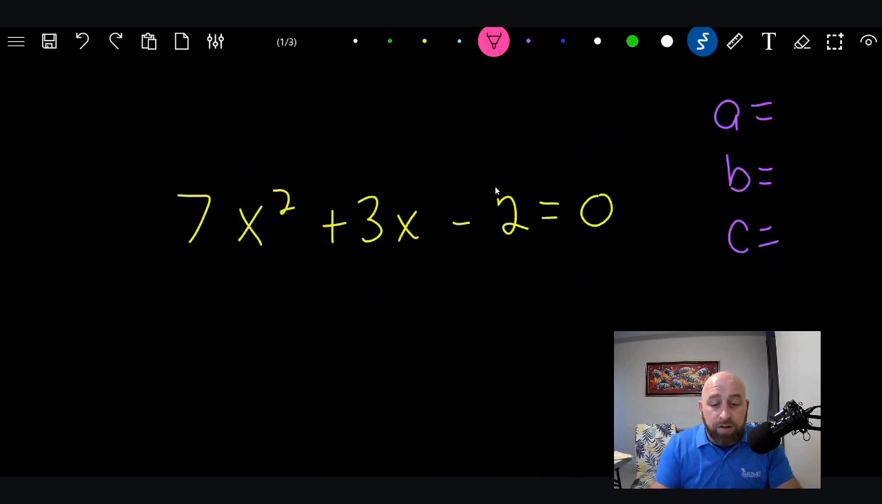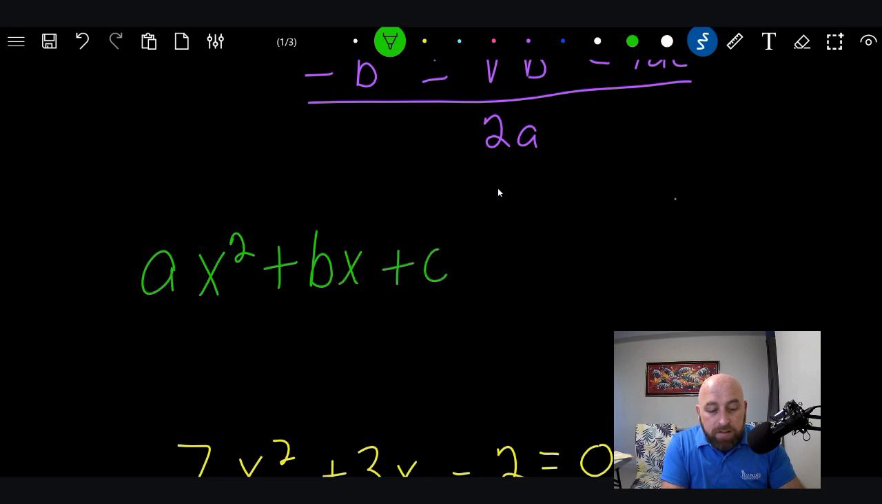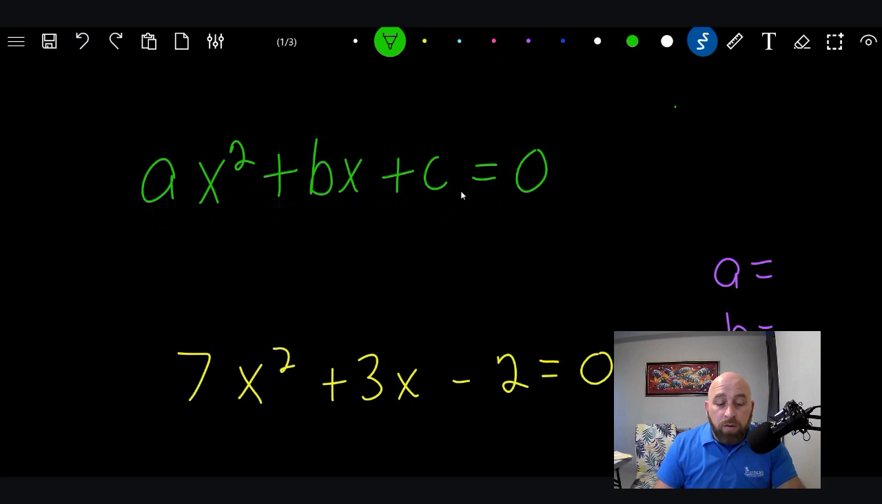All right, so here's a quadratic. Let's go ahead and mark down what is the A, what is the B, and what is the C. Well, remember standard form. Let's just write down standard form: AX squared plus BX plus C equals 0. That's our standard form. In order to have the A, B, and C, you must put it in standard form first. You can't just look at it and say, oh, I think that the C is whatever. It has to be in standard form.